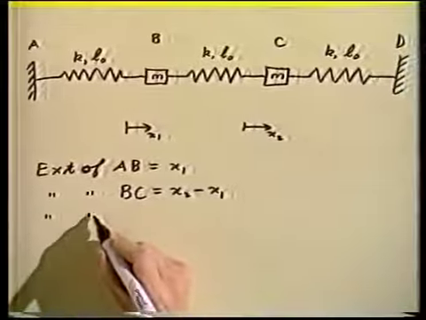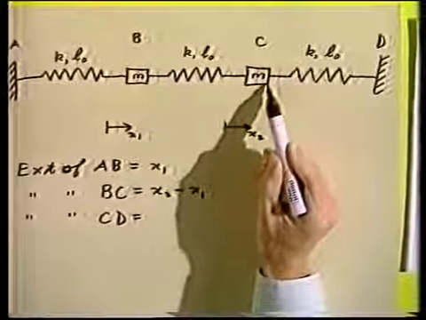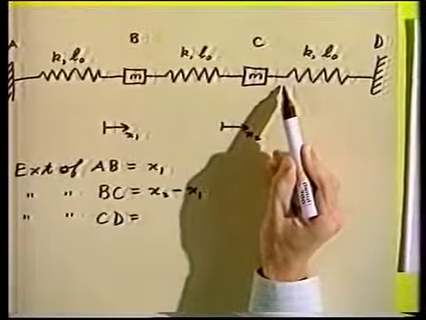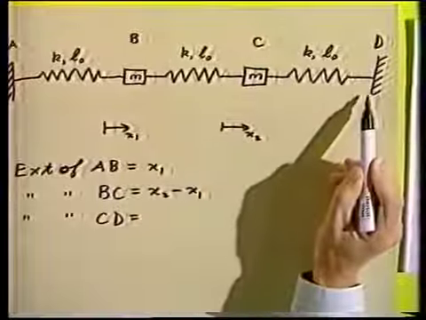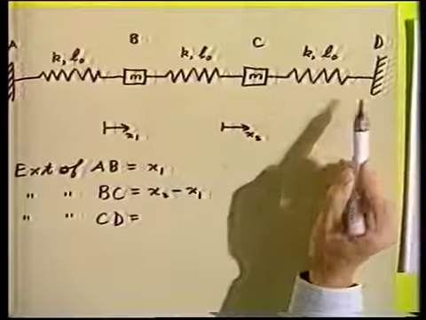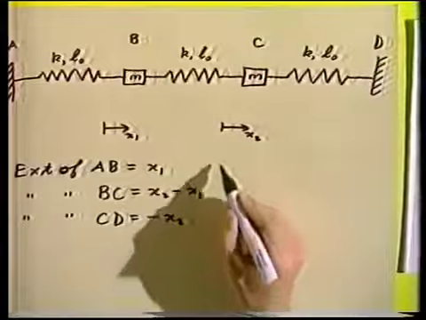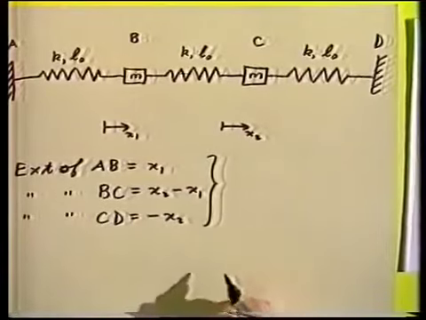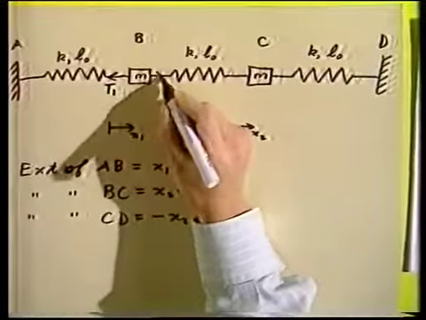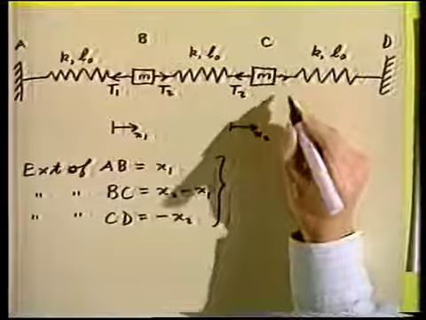Finally, CD. Well, C moves by a distance x2 to the right, so the spring CD is contracted by a distance x2. In other words, CD is extended by minus x2. We can now look at the tensions, so let's mark them onto the diagram. We'll call them T1, T2 and T3.